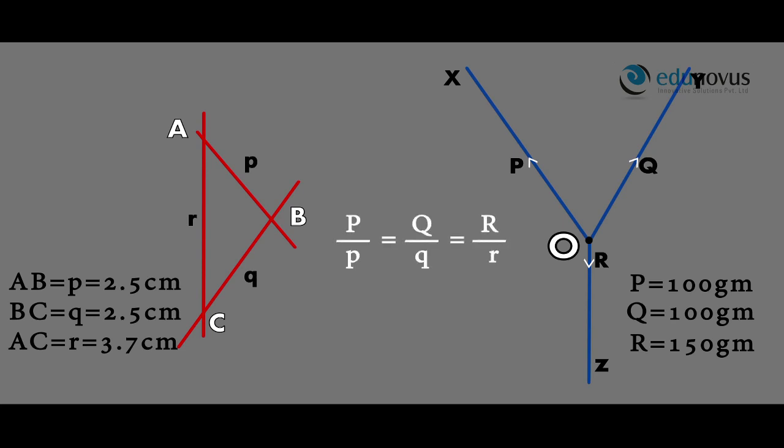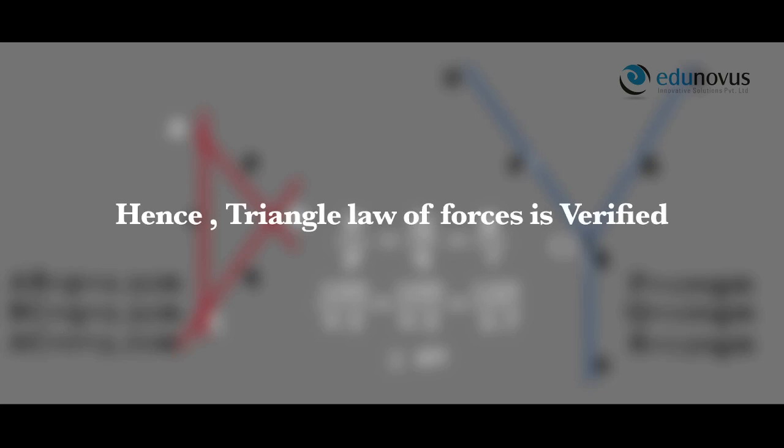The values of P by p, Q by q and R by r is equal to 100 by 2.5 is equal to 100 by 2.5 is equal to 150 by 3.7. They are almost similar to 40. Hence, triangle law of forces is verified.